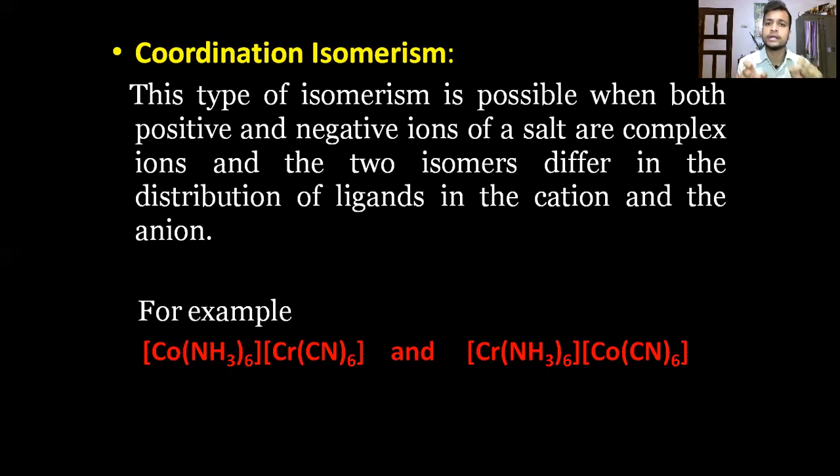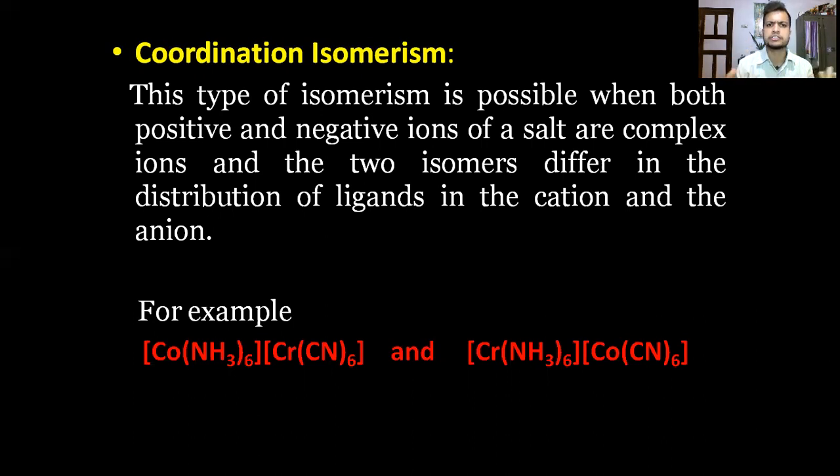Cobalt is forming a coordinate covalent bond with amine in the first case. In the second case, cobalt is forming a coordinate covalent bond with cyanide. In the first case, chromium is forming a coordinate covalent bond with cyanide. In the second case, chromium is forming a coordinate covalent bond with NH3. So that is why we call it coordination isomerism. It will occur only in those cases where we have both the cation and anion as complex ions. Otherwise, it will never occur. So this is how you have to remember.